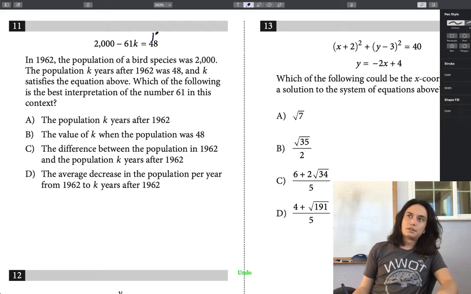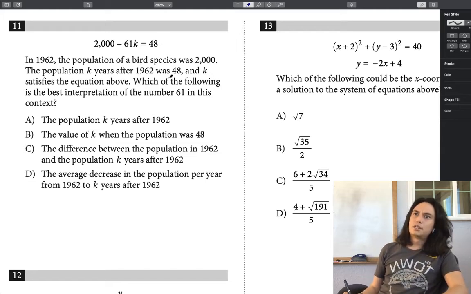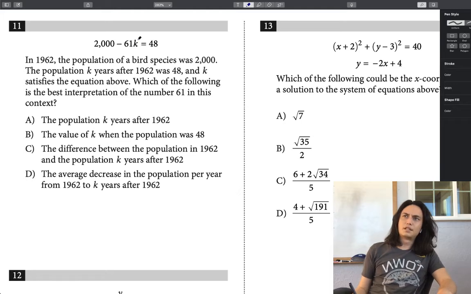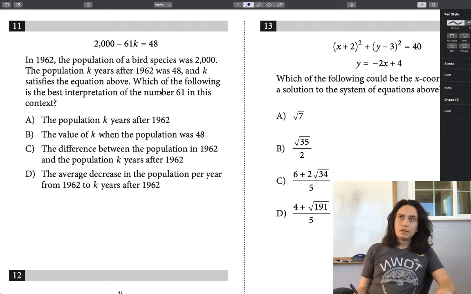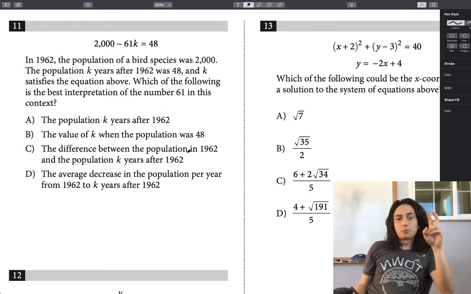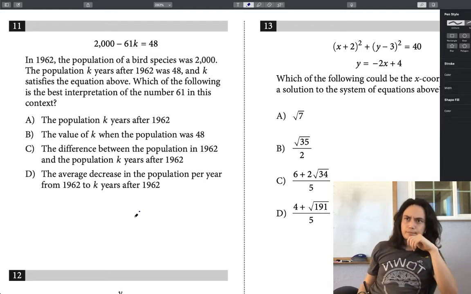So this is going to be the stand-in for the population, how many years after 1962. This is 48, and K satisfies the equation above, which is just to say, this equation works. It actually works. Which of the following is the best interpretation of the number 61 in this context? Oh, cool. All right, so this is an interpreting linear equations question.